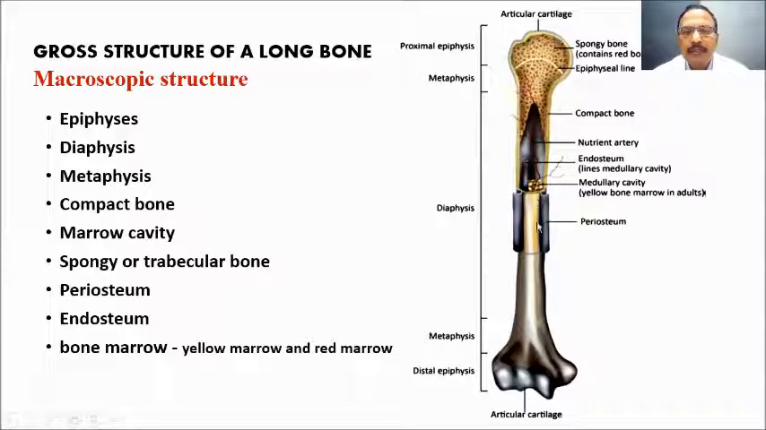The bone marrow cavity of the shaft is usually filled with yellow bone marrow in the adult. Bone marrow present in the cancellous bones, which are present in the ends of the bone, is the red bone marrow.